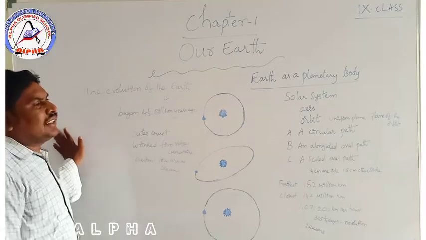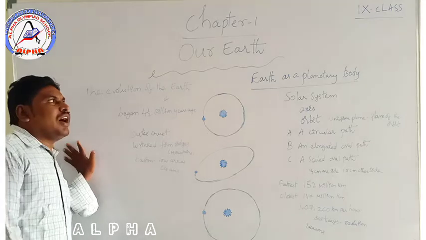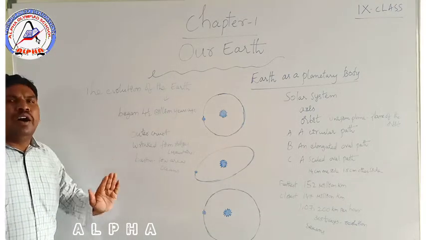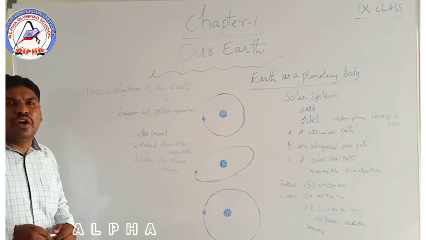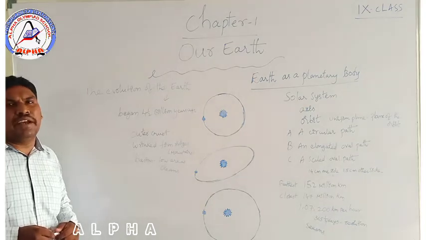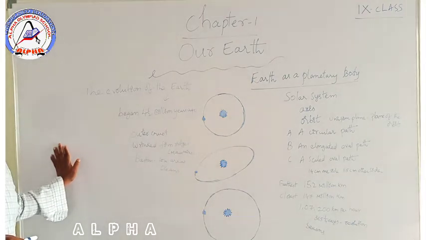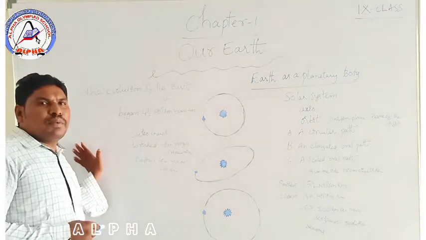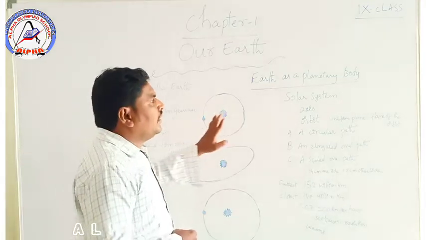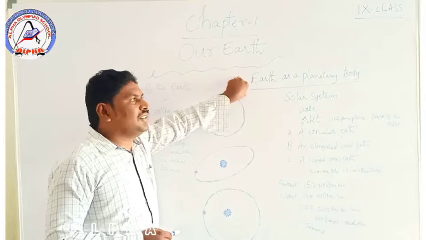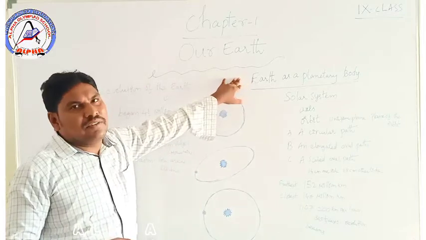In this part of the lesson, we are discussing our Earth. Starting with the introduction, how the Earth is called a storehouse, that part is completed. Next, we discussed the universe, the sun and the Earth. Next part of this lesson: Earth as a planetary body. Now we can go to discuss this part of the lesson.